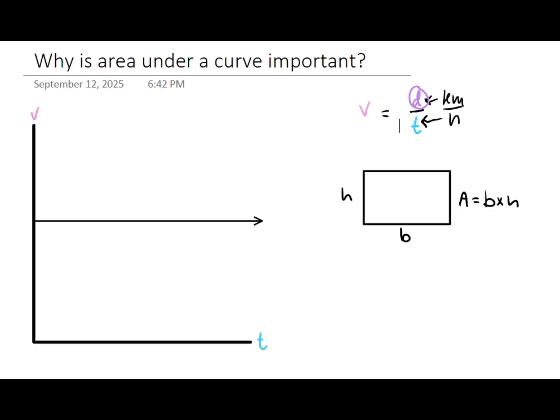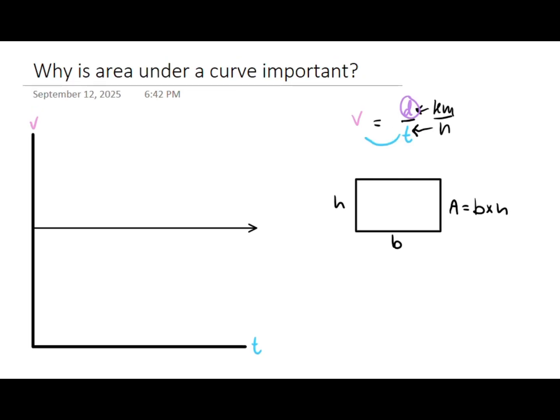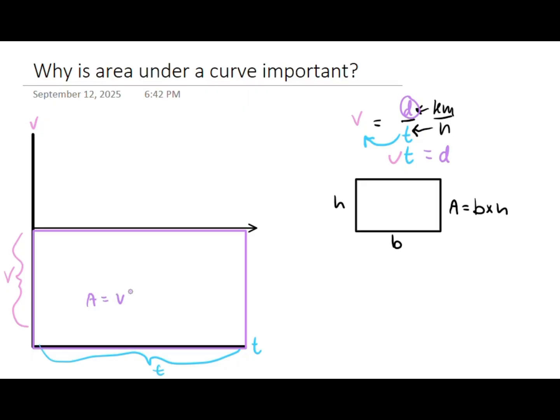To get d on its own, we're going to multiply the t to the other side, so we get vt equals d. That's actually very useful for us here, because on this side we have the total speed, and on this side we have the total time. So if you look at this like our rectangle, then the area would be v times t, and v times t equals distance.